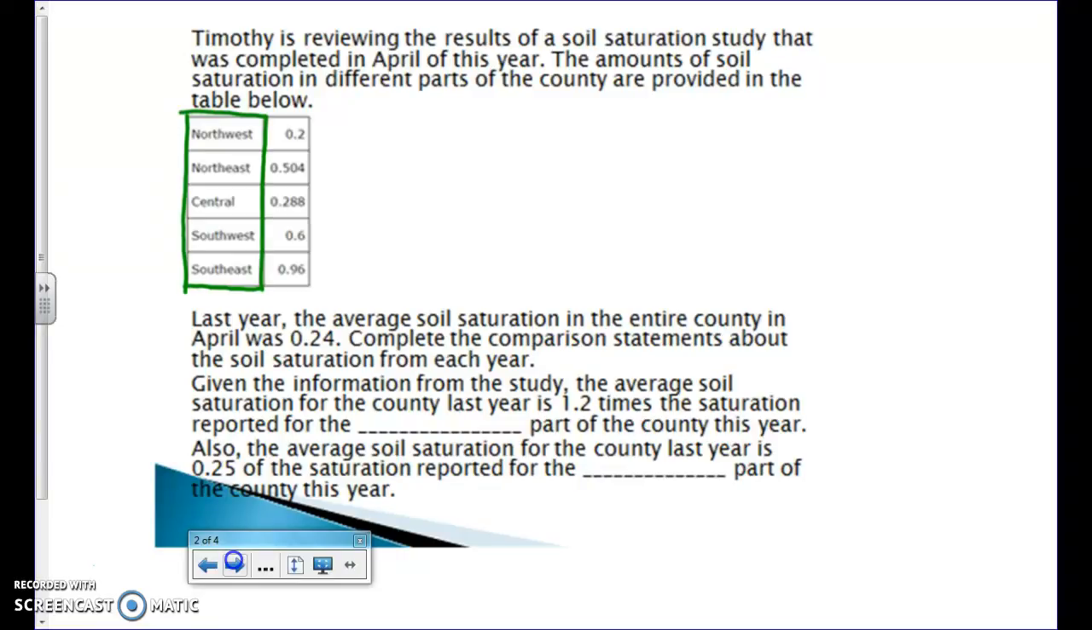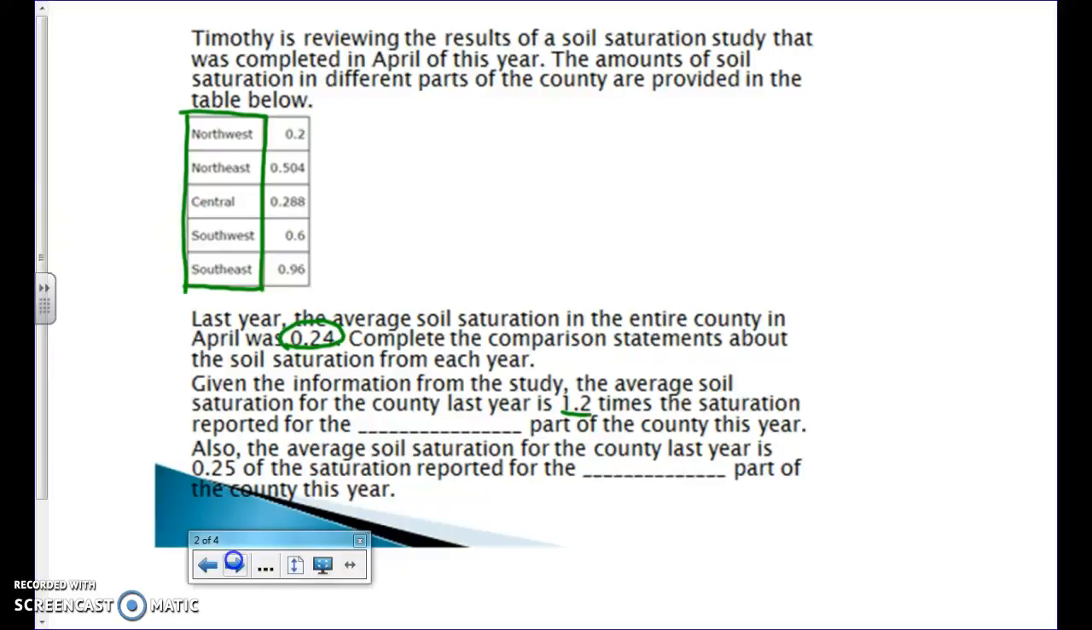Okay, now here's where the important parts start. It says last year the average soil saturation in the entire county was 0.24. Okay, so I'm going to circle that number because it's going to be important. 0.24. And now it says complete the comparison statements about the soil saturation from each year. Given the information from the study, the average soil saturation of the county last year is 1.2 times the saturation reported for the blank part of the county this year.